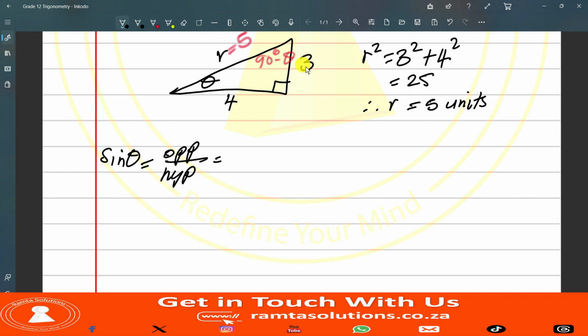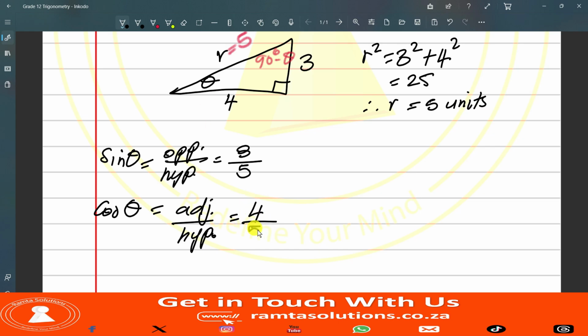What side is opposite theta? It is the 3 unit side. Which side is the hypotenuse of this right-angled triangle? It is the one that is 5 units long. So sine theta is 3 over 5. Now let's go to cos theta. Cos theta is adjacent over hypotenuse. Which side is adjacent to angle theta? It is this 4 unit long side. And what is the hypotenuse? The longest side of a right angle triangle, the one that is 5 units long.